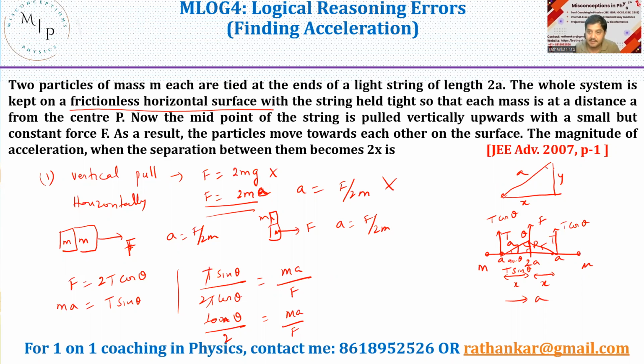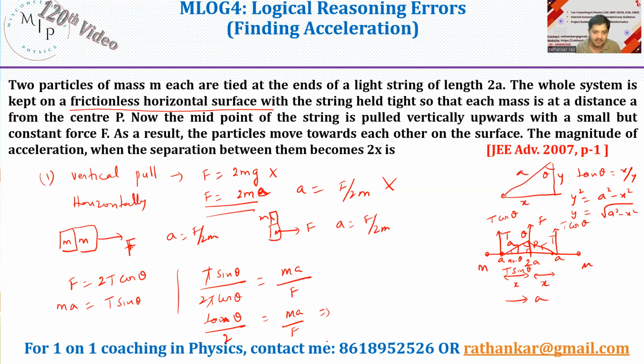Now, this is my theta here. According to this, what is tan theta? Tan theta is opposite by adjacent, which is x by y. Tan theta is equal to x by y. But why do I want it in terms of a and x? So how do I write it? Y square is equal to a square minus x square. I use Pythagoras theorem, so y should be equal to square root of a square minus x square.